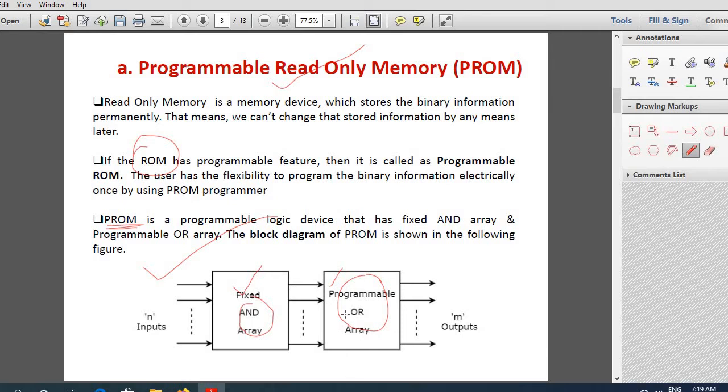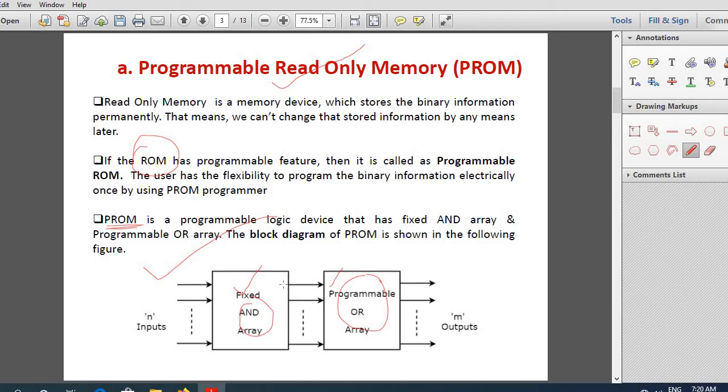And now, what is meant by programmable? The meaning of programmable is that the output from each of the AND gates will be given to each of the OR gates. Suppose that you have again 2 OR gates here, and the output of the first AND gate and second AND gate will be provided to the first OR gate. Similarly, the output of the first AND gate and second AND gate will be provided to the second OR gate as well. But depending on what your function is, you can select or you can fuse the links.